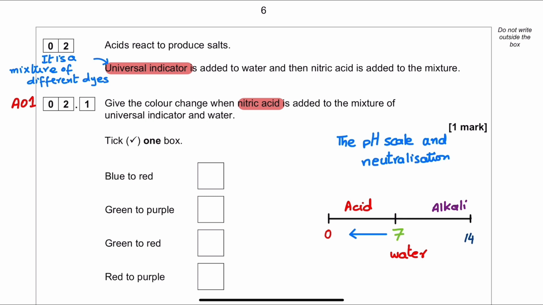Give the color change when nitric acid is added to the mixture of the universal indicator and water. The pH of the water is 7. When the universal indicator is added, the color of the solution is green. When the nitric acid is added in the mixture, the color is changing from green to red because the solution is becoming acidic. Therefore, the change of color is from green to red.